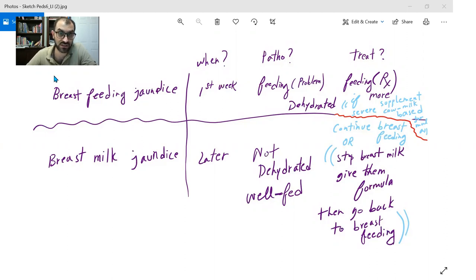That's breastfeeding jaundice. Everybody's clear with the breastfeeding jaundice?